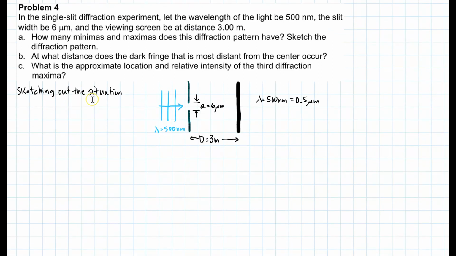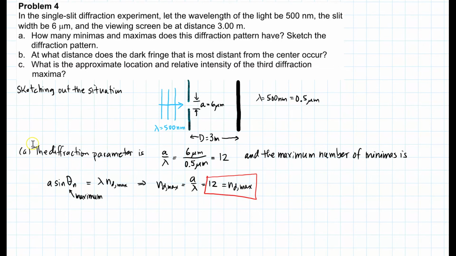Sketching out the situation, I have incoming light, which has a wavelength of 500 nanometers. So instead of writing 500 nanometers, I'm going to convert that into microns. So 500 nanometers is 0.5 microns. I have a slit width opening of 6 microns, and the screen distance is 3 meters.